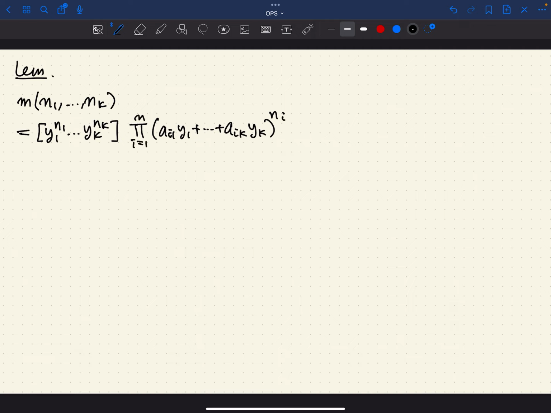Of course, a_ij is 1 most of the time, except when i equals j, in that case it is 0. So as a matrix, in other words, it's the all-ones matrix minus the identity. This is the all-ones matrix. Okay? So let's prove this.